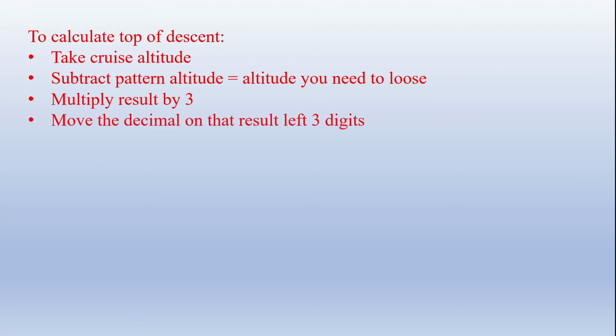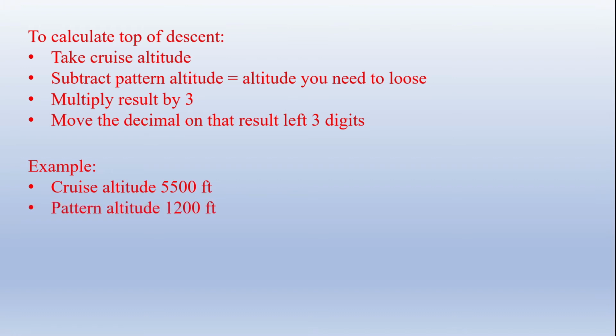And then we move the decimal place on that result over to the left 3 digits, which gives us our result in miles. So for example, if we're cruising at 5,500 feet, which is the altitude I'm going to recommend going down to Greenville, the pattern altitude at Greenville is 1,200 feet, so that means we need to lose 4,300 feet to get down to the pattern altitude in Greenville.